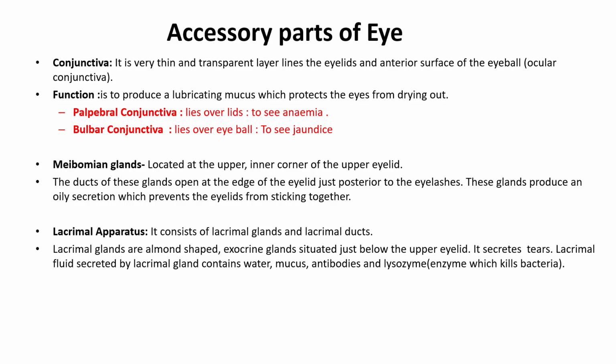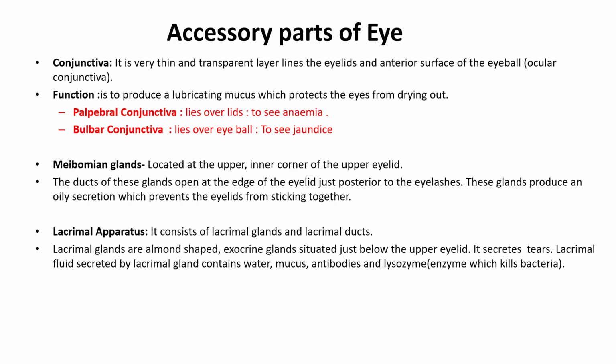Meibomian glands are located at the upper and inner corner of the upper eyelid, and the ducts of these glands open at the edge of the eyelid just posterior to the eyelashes. These glands produce an oily secretion, which prevents the eyelids from sticking together.